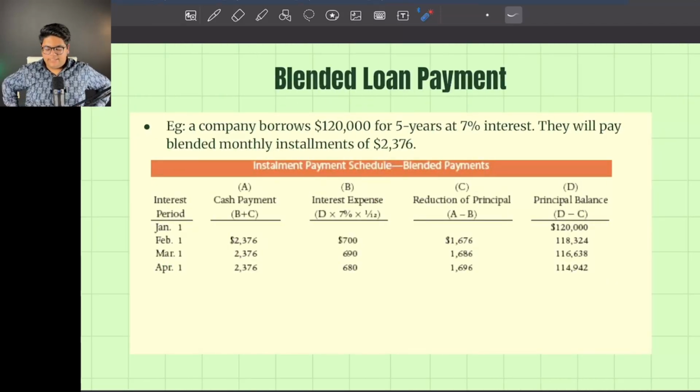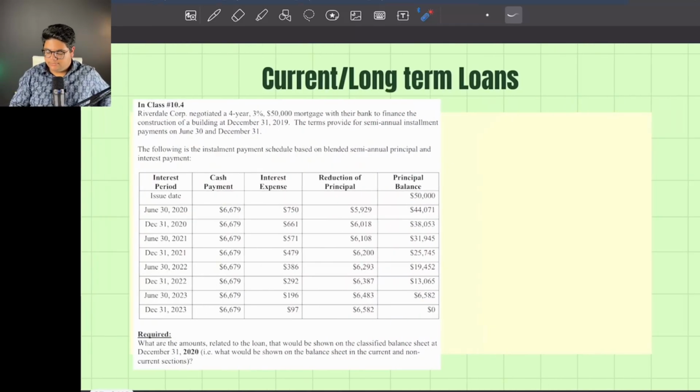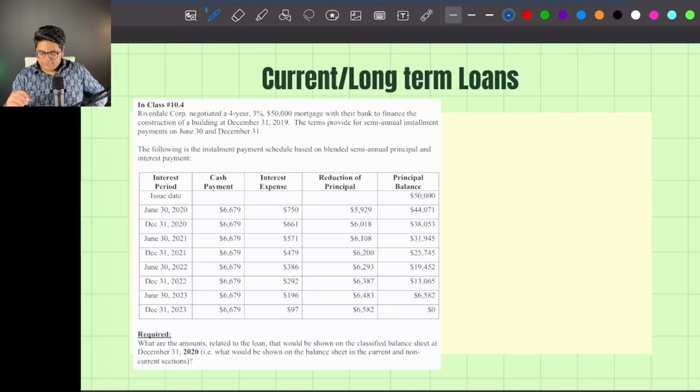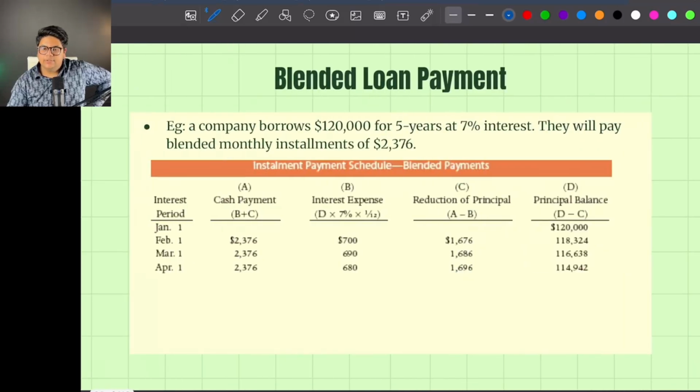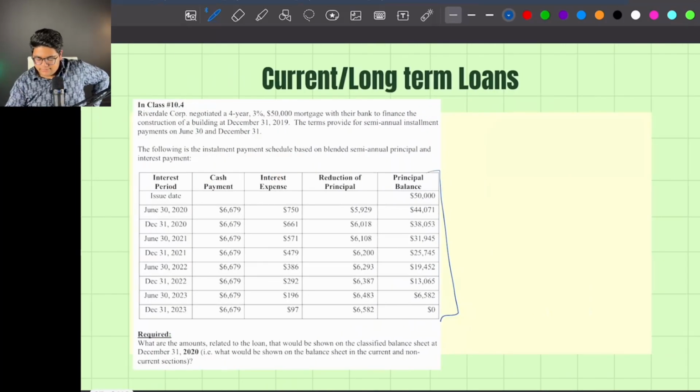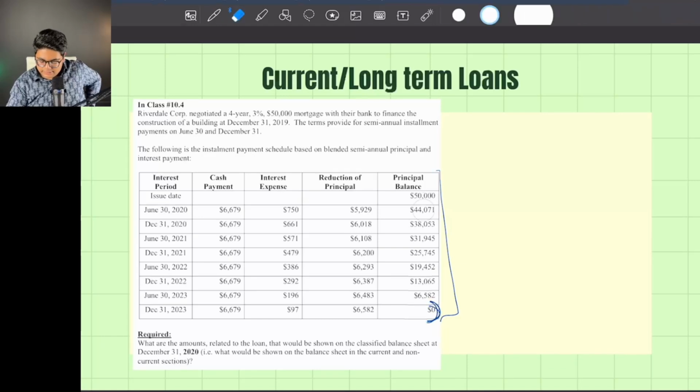I recommend going over the in-class examples for this. It helps you understand the concept better. And now this is in-class 10.4. I'm not going to spend too much time going over this, but basically this is like you being given a loan amortization schedule. This is basically like this table expanded out until the total amount of the loan is equal to 0. And then this is called your loan amortization schedule.